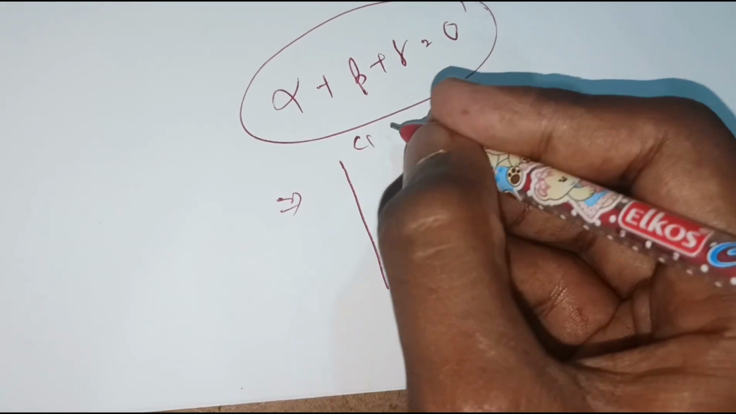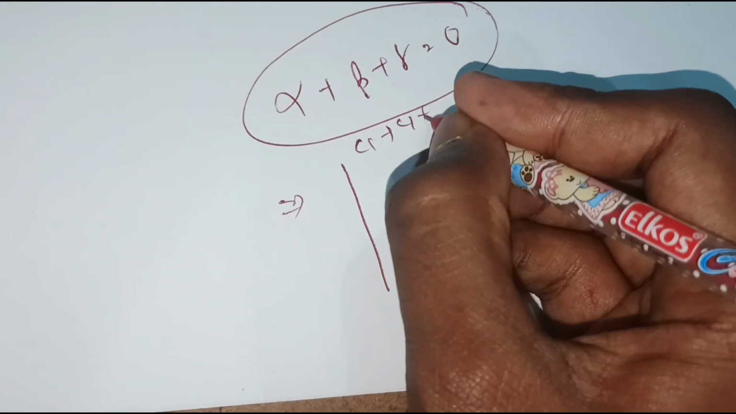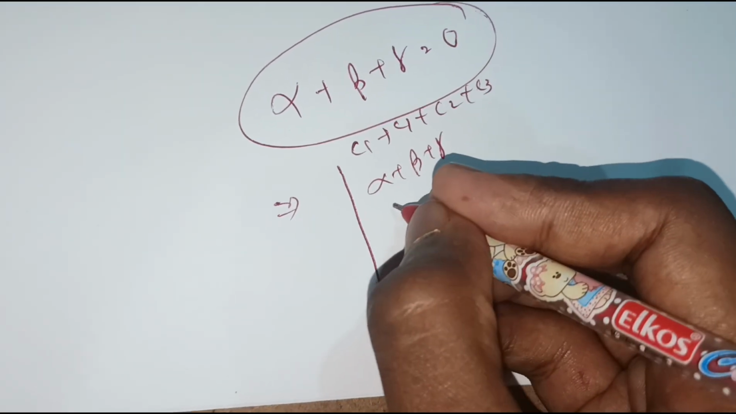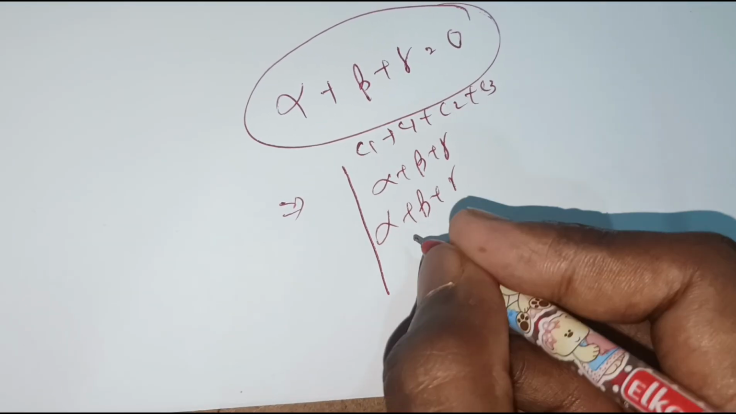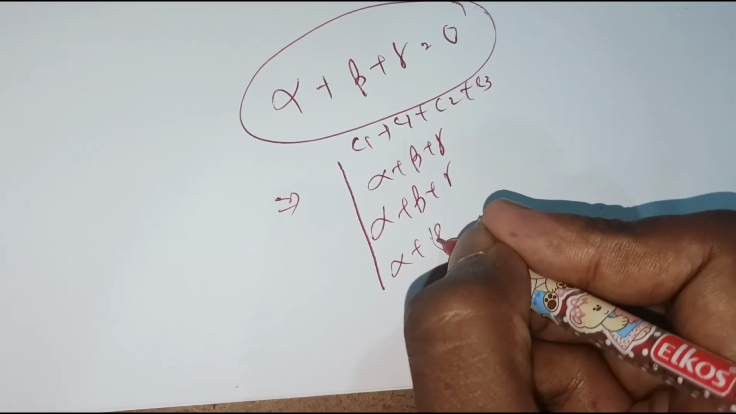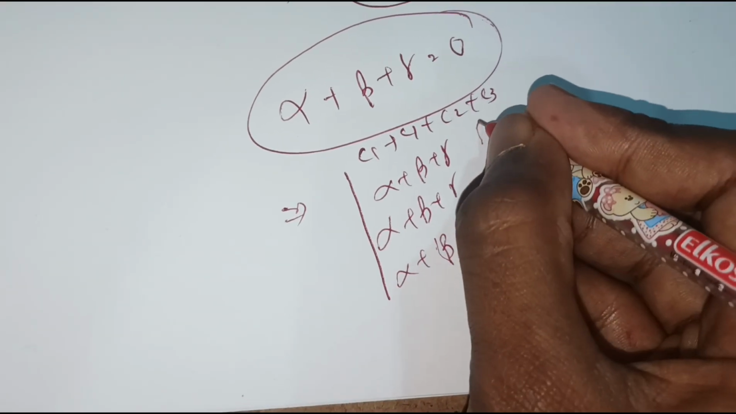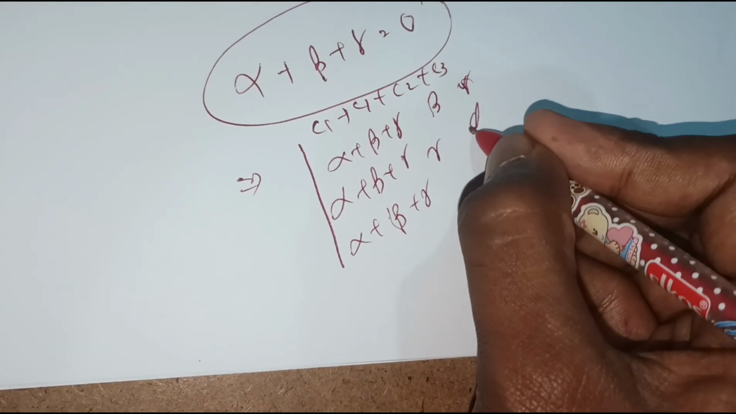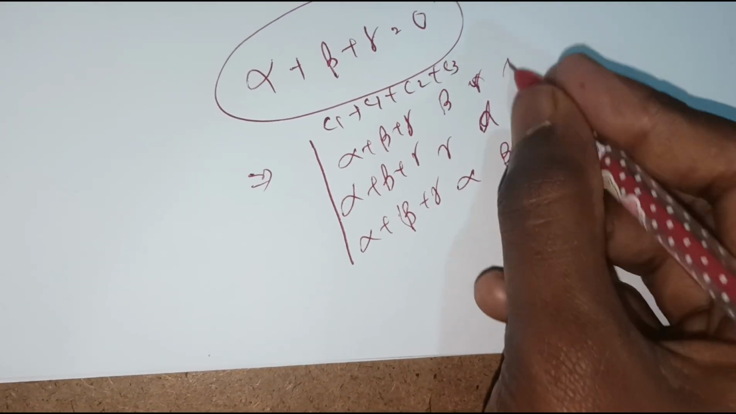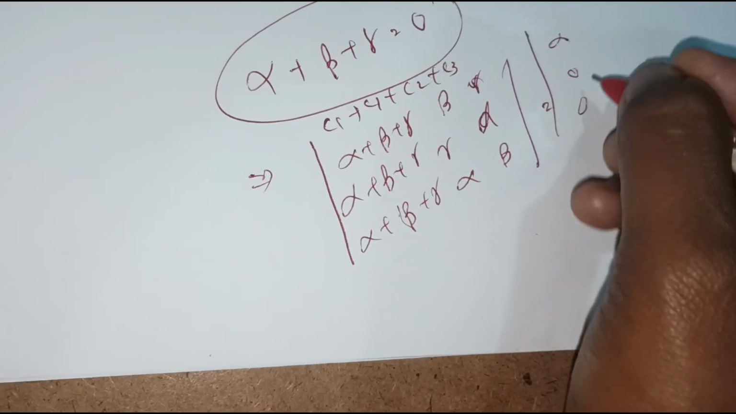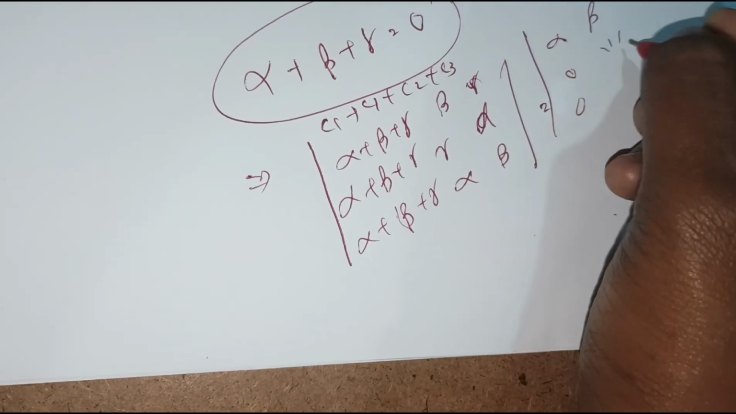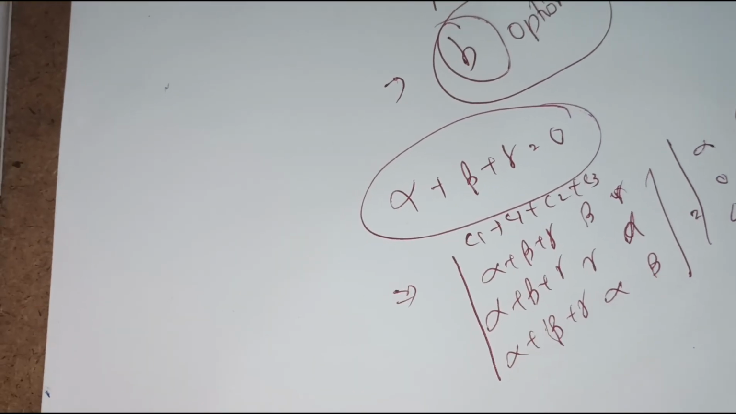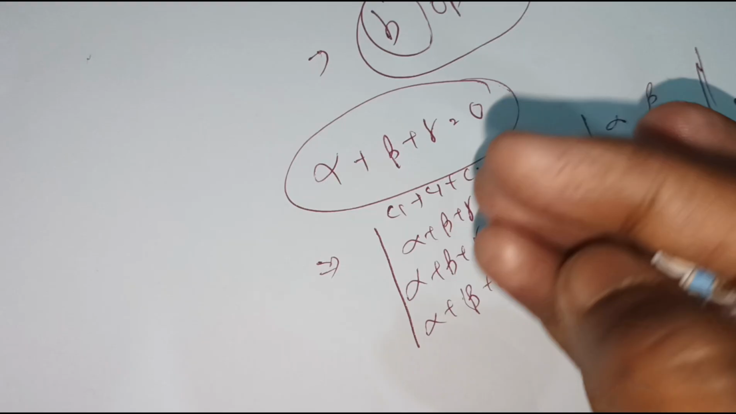Here we will make C1 tends to C1 plus C2 plus C3. So here alpha plus beta plus gamma, alpha plus beta plus gamma, alpha plus beta plus gamma, then beta, gamma, gamma, alpha, alpha, beta. So here it will be 0 0 0 in the first column. I will take the rest as it is. So lastly it will be equated to 0.